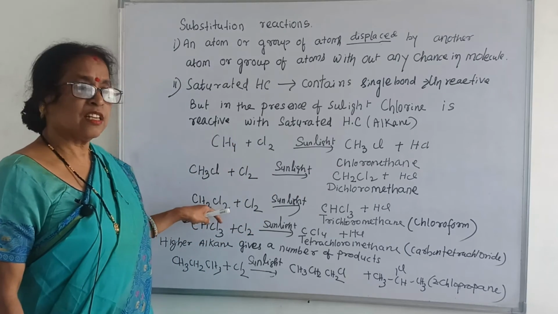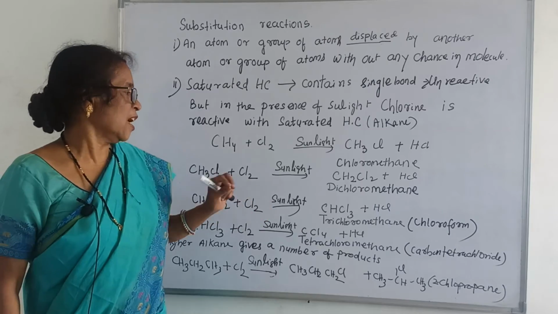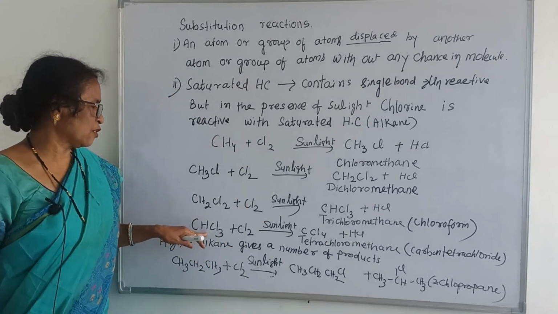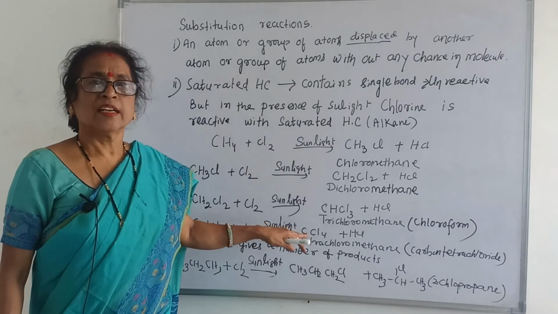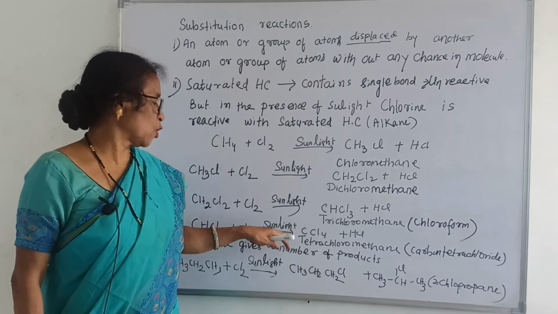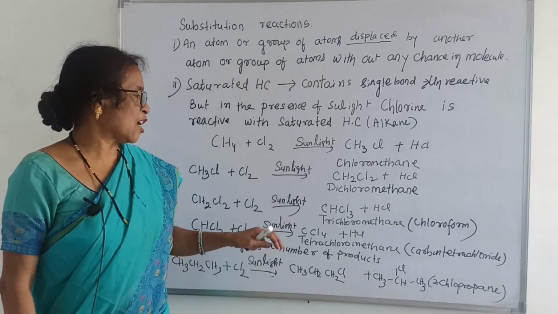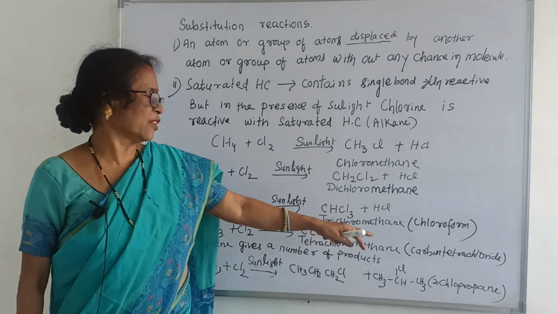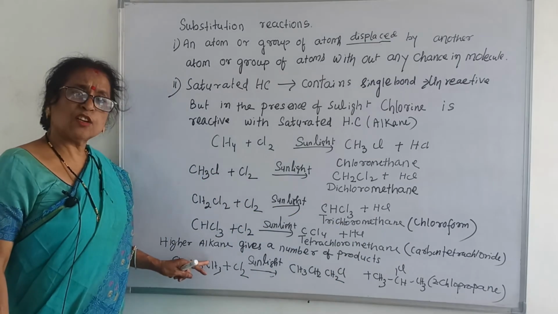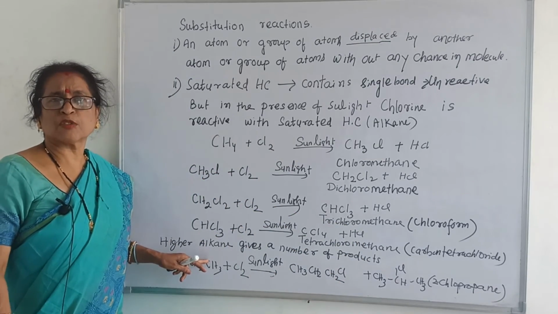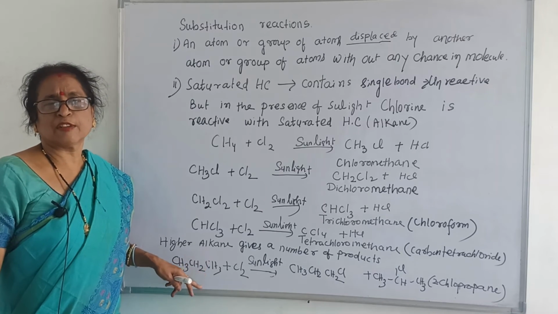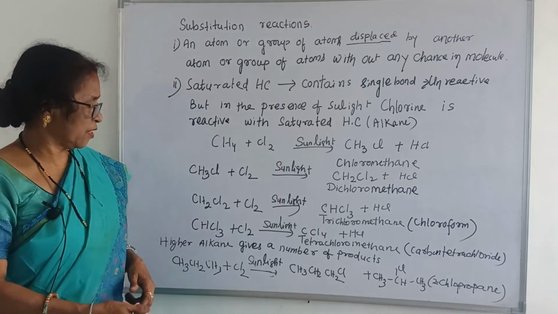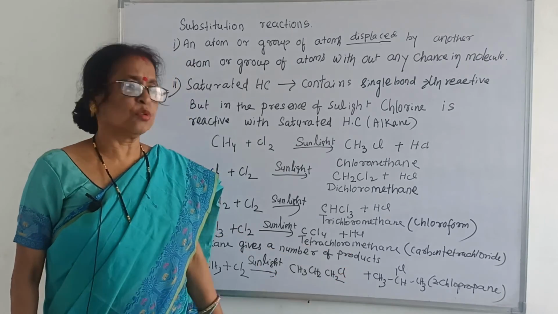In the third equation, another hydrogen is displaced, so totally three hydrogens displaced, one hydrogen remaining. Here one hydrogen remains, that is displaced by chlorine, giving tetrachloromethane, called carbon tetrachloride. Higher alkanes also give the same type of product when they react with chlorine, but what happens here, it gives a mixture of products. See propane, it gives 1-chloropropane and 2-chloropropane.